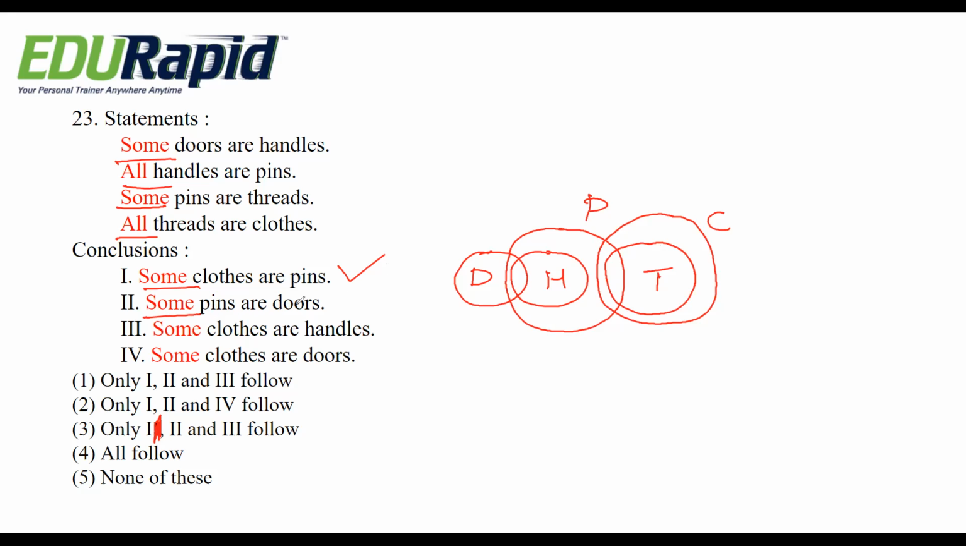Some pins are doors. Yes, it follows because circle D and P are connected to each other. Next conclusion: some cloths are handles. It does not follow because circle H and C do not connect to each other. Fourth conclusion: some cloths are doors. It also does not follow because circle C and D do not connect to each other.